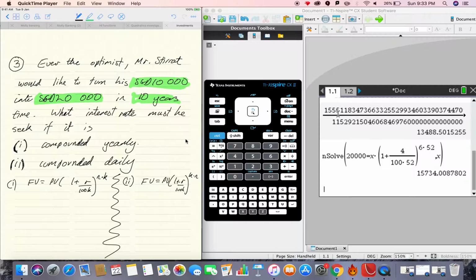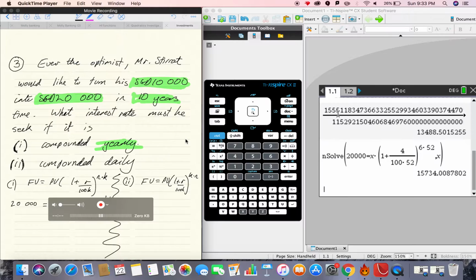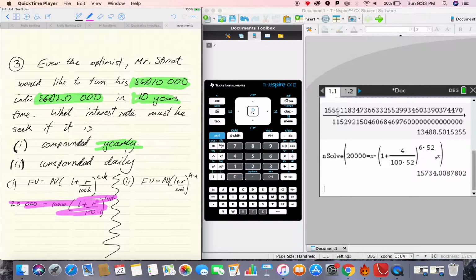So let's do part 1 then. The final value is 20,000. Present value is 10,000. 1 plus r, we're trying to find, over 100. So for part 1, it's compounded yearly. So that's just k is 1, and then 1 times by for the k, and then n is 10. And that's it really.